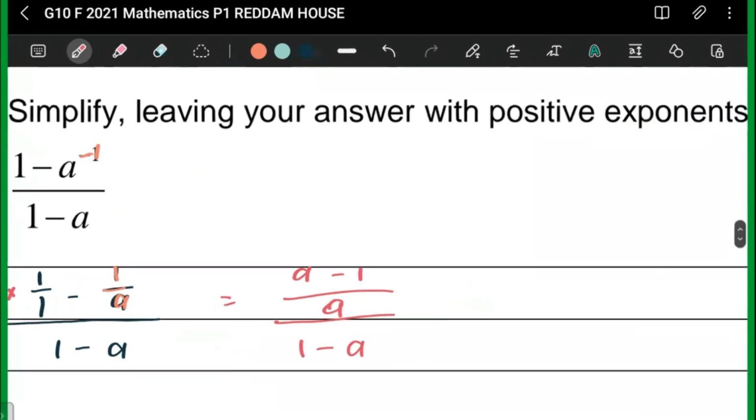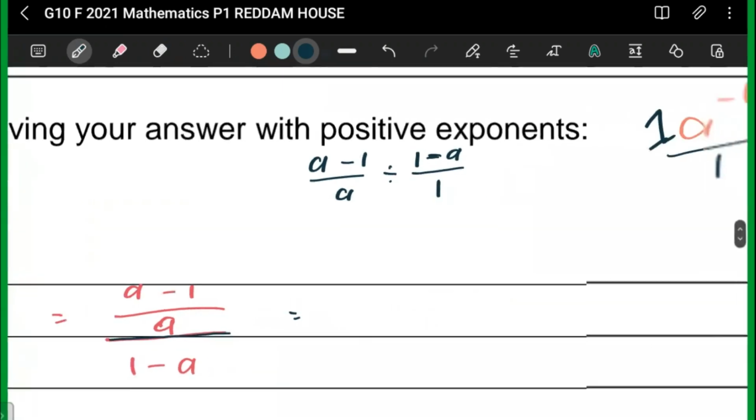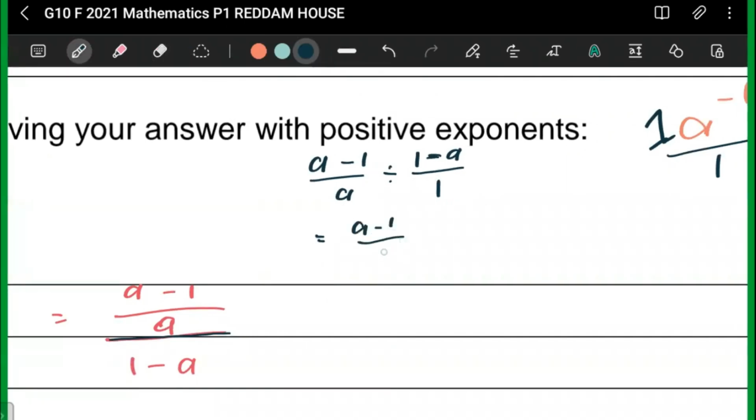One thing I normally do is, if you see that there are too many division lines, change one of them to a division symbol so that you can carry on and see what happens. So here we can have a minus 1 over a, the whole thing divided by 1 minus a. So this you can put over 1. Now, with that being said, we can flip this over. So it's like a minus 1, flip this over, you're going to have 1 over 1 minus a.